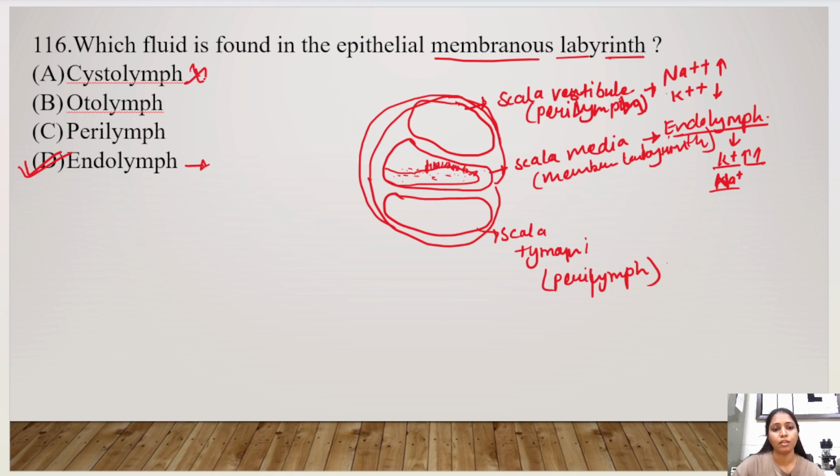Cystolymph is not any term. Otolymph is not a term. It is confusing with otolith, which is the ear stone. And perilymph is found around this endolymph or scala media. So option number D is the correct one.